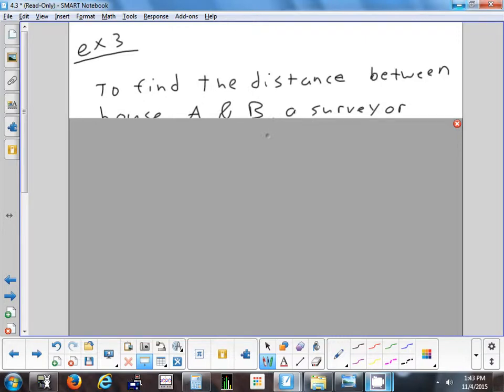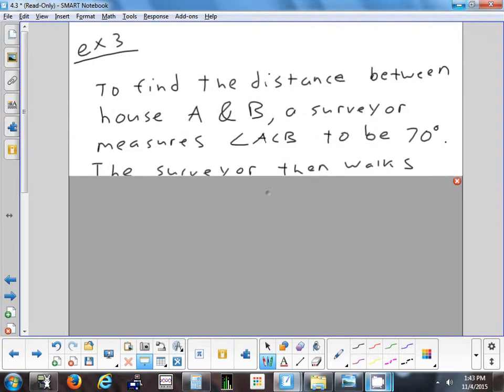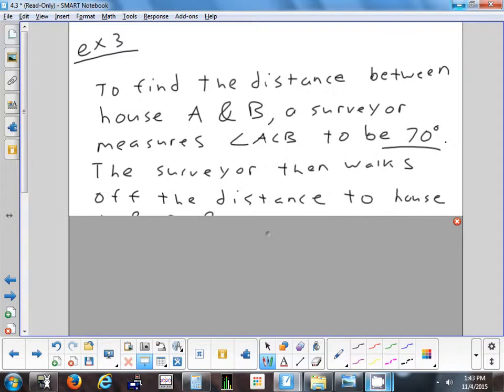This is going to be a word problem, not as bad as the one we did yesterday at all. A surveyor is going to measure the distance between two houses. Pretend that there's some obstacle between the two houses. For some reason, he can't just draw a tape measure, whether it's a cliff or a river or fire ants, whatever you want to imagine. He can't measure the distance between the two houses, but from his position, he can see one house, can see the other house, and he can get the angle between the two houses.